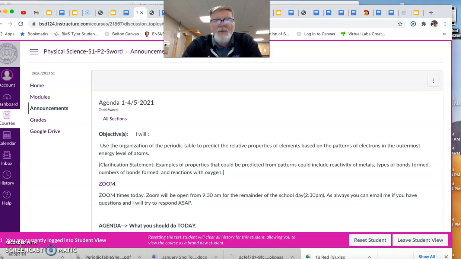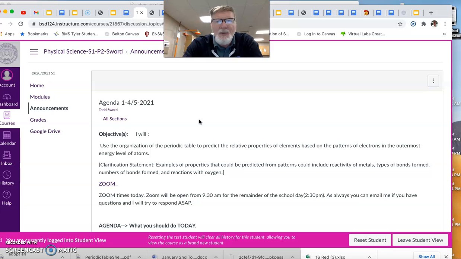We are starting a new unit today, and we will not finish the unit by finals. We'll just take a final over a part of this unit. The unit is: students will use the organization of the periodic table to predict relative properties of elements based on patterns of electrons in the outermost energy levels of atoms.